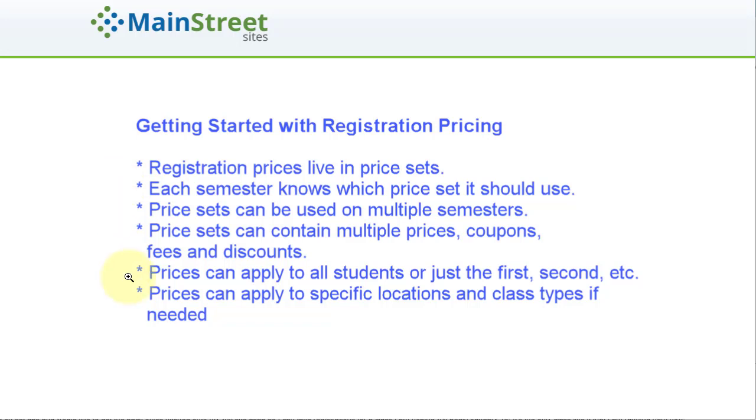Prices can apply to all students, or just the first student, or just the second student. So you can have a series of prices, or just one for everybody. And along the same lines, prices can apply to specific locations or specific class types if needed. And we'll see how to do that. So let's dig right in here.